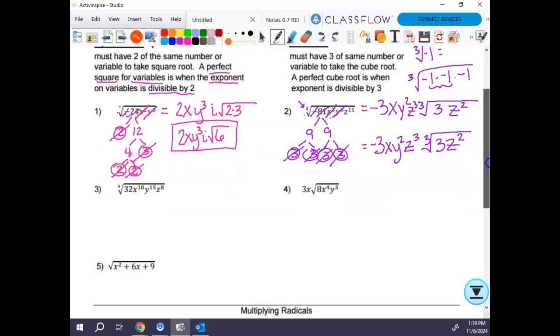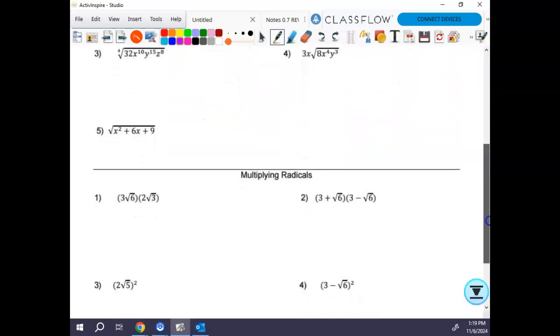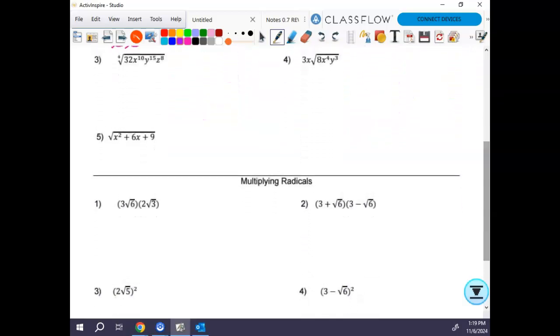Thank you for asking. All right, so now let's look at 3. Now there is no negative, but if that was -32, would I have i or would I have a negative?